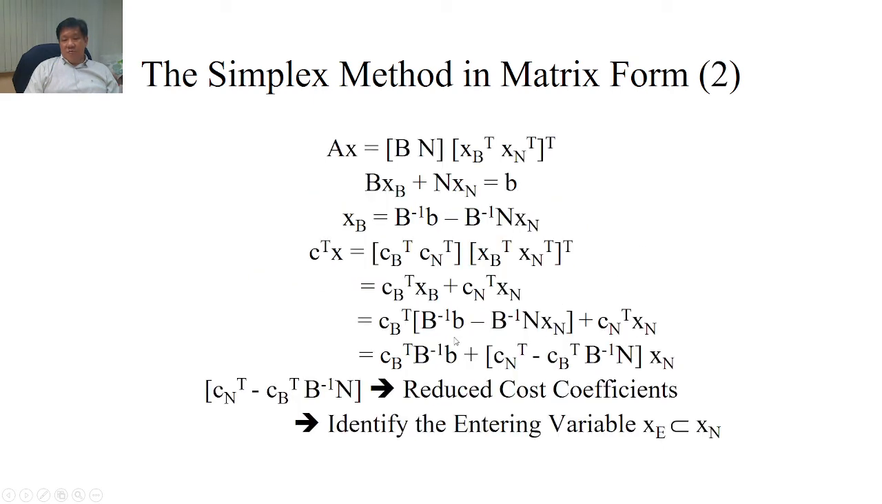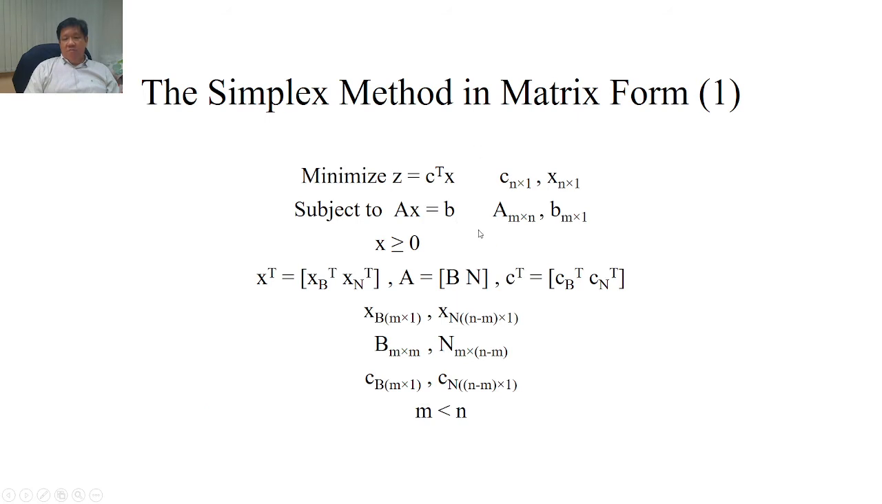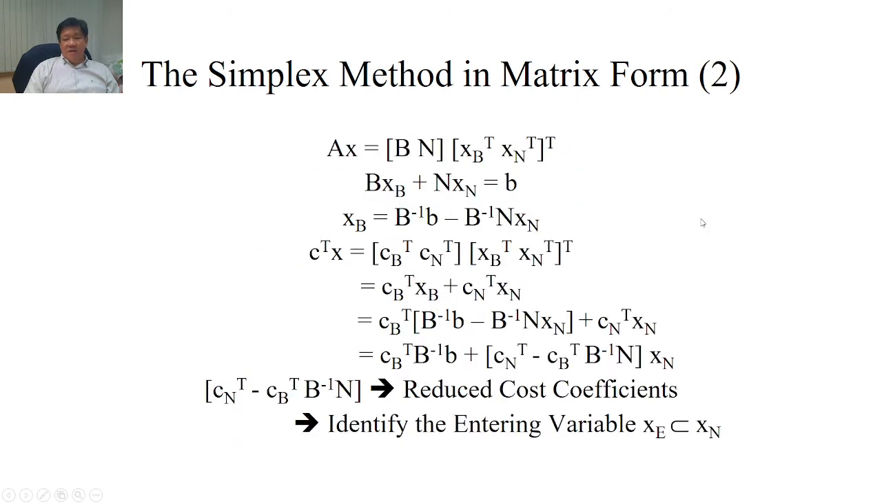Because this expression shows you that if you approach an x sub B such that all reduced cost coefficients associated with the non-basic variables are all positive, that solution has to be the optimal solution for this problem. But if there exists some x sub e, which is a member of x sub N, that has a negative reduced cost coefficient, then you'll be able to identify the entering variable.